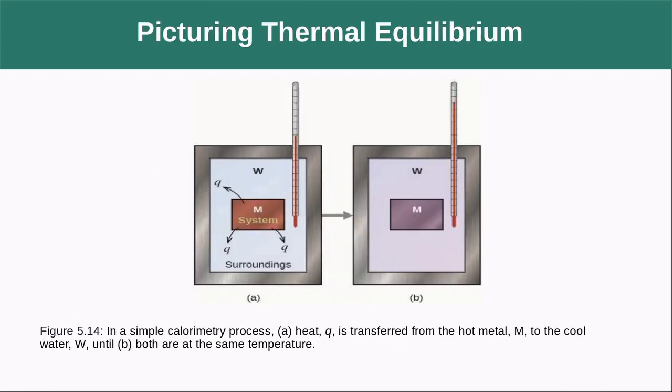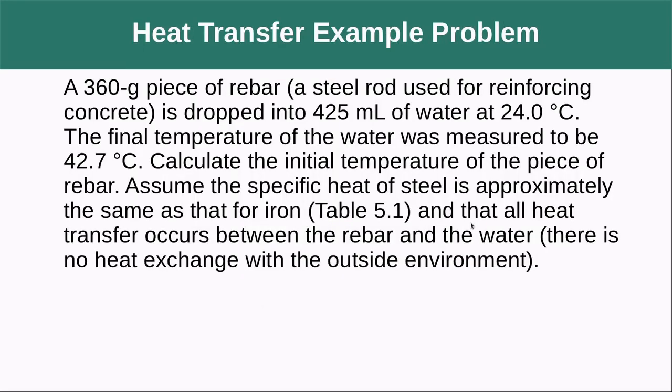If we picture what's happening here, we've got our metal inside of our calorimeter, that's our system. Heat's being released out to the water, which is our surroundings. Eventually they come to thermal equilibrium, and we can see that the thermometer's temperature has risen because the water, the thing that we're actually measuring, got warmer.